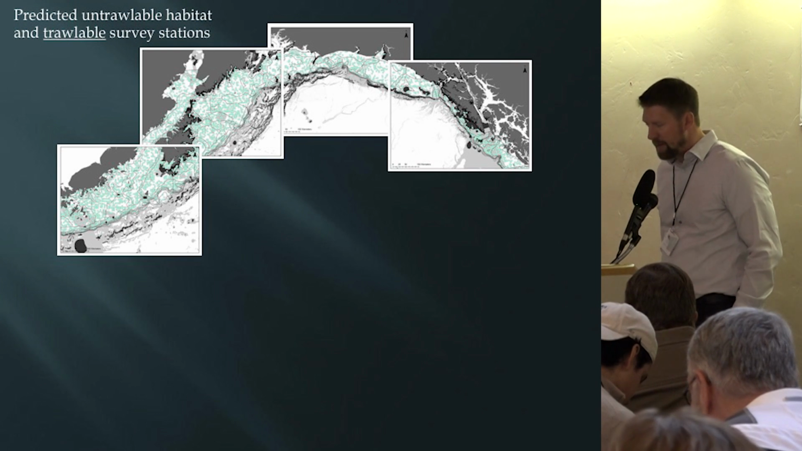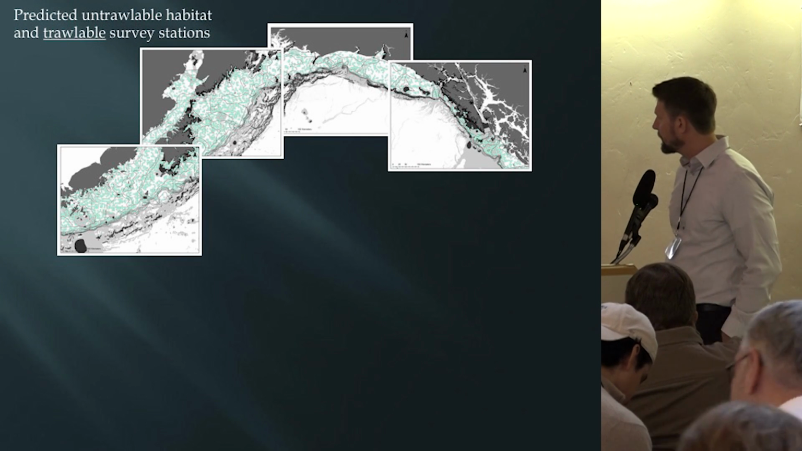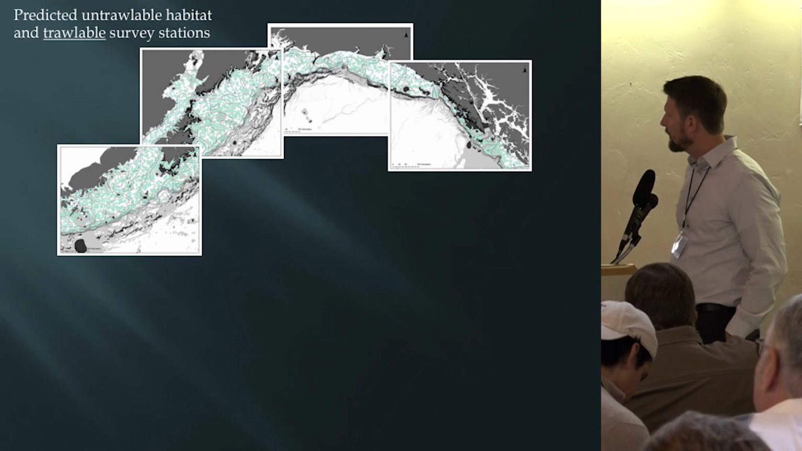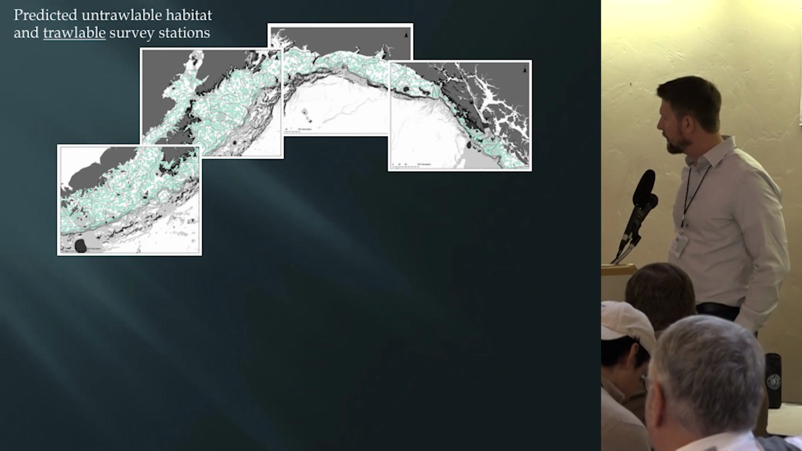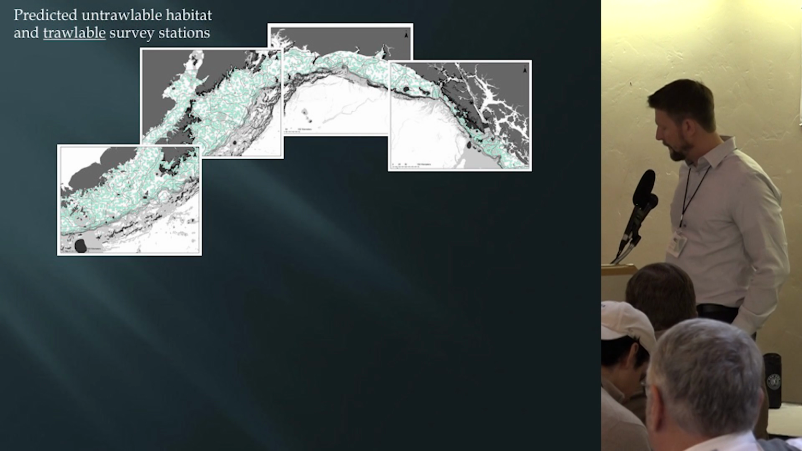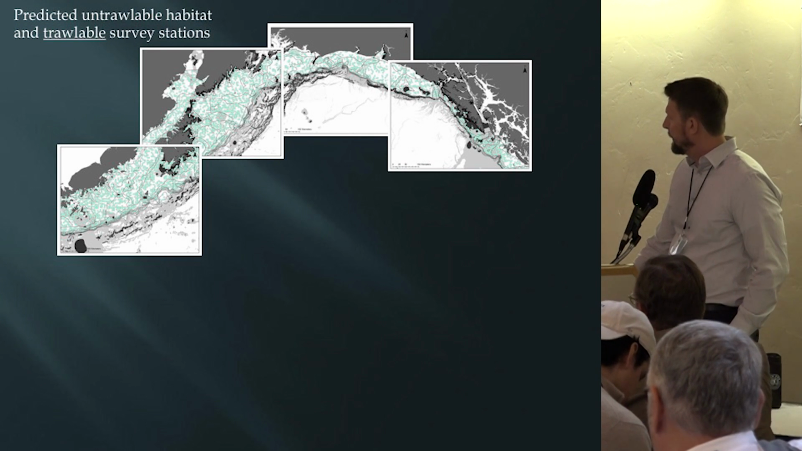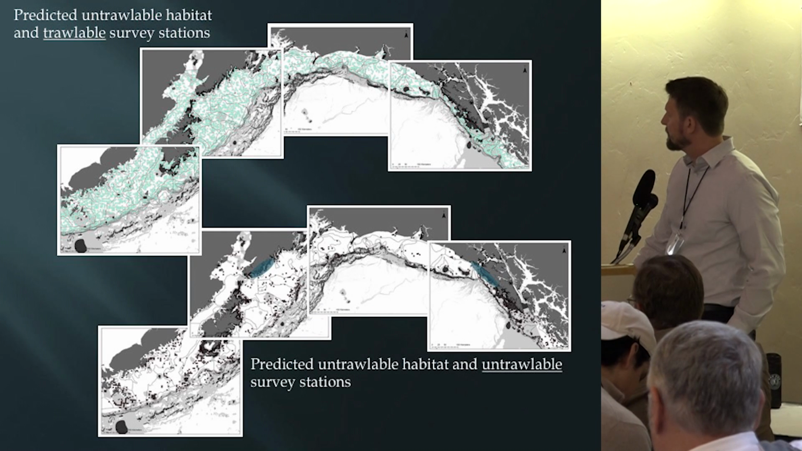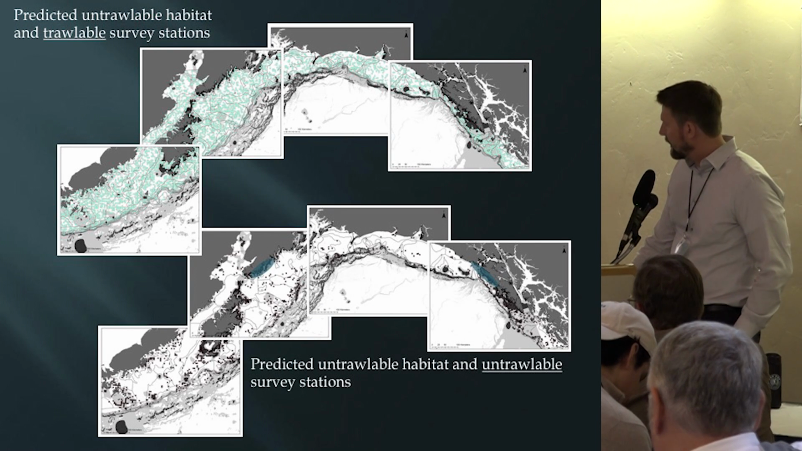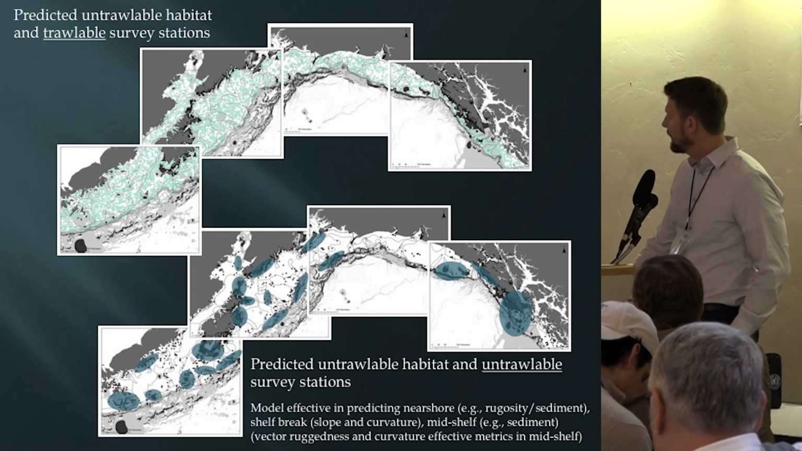This is that same map, although the trawlable and untrawlable habitat is shaded according to the probability of whether or not it's trawlable. And here we overlaid the survey stations in green. And then we did the same thing overlaying the untrawlable survey stations here in red on the bottom. And what you see is there's really several core areas that are highlighted here that are untrawlable.